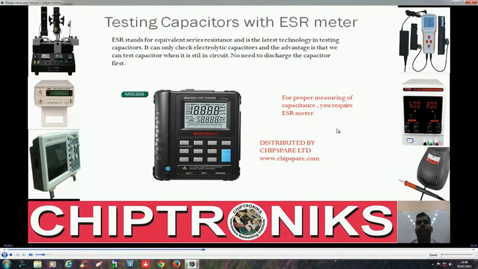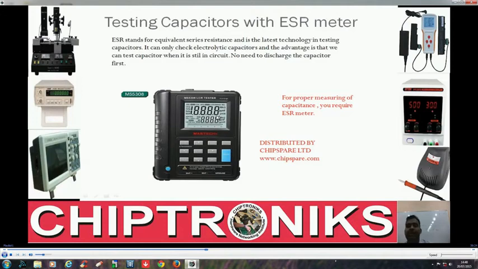ESR stands for equivalent series resistance. Alright, I was wrong. Basically, ESR is equivalent series resistance. So if you want to measure a capacitor without removing it from the circuit, then in that case you have to use an ESR meter, which means equivalent series resistance, and this is particularly used for testing the electrolytic capacitor.